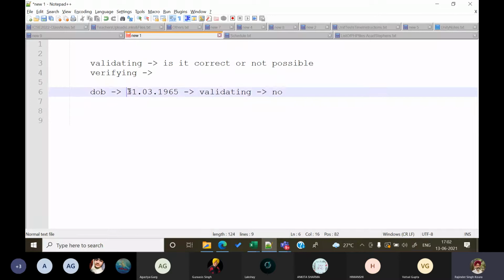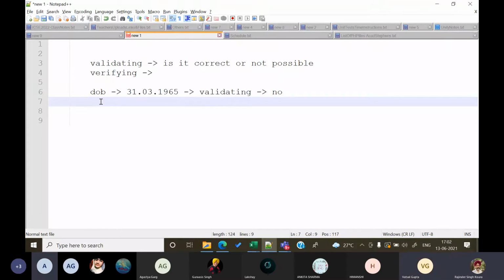So if I tell you that this is my date of birth, now what is the process? How will you check? Now this is okay. This is a correct date. But what you are doing right now is going to be called verifying. So how do you check whether it is correct or not?